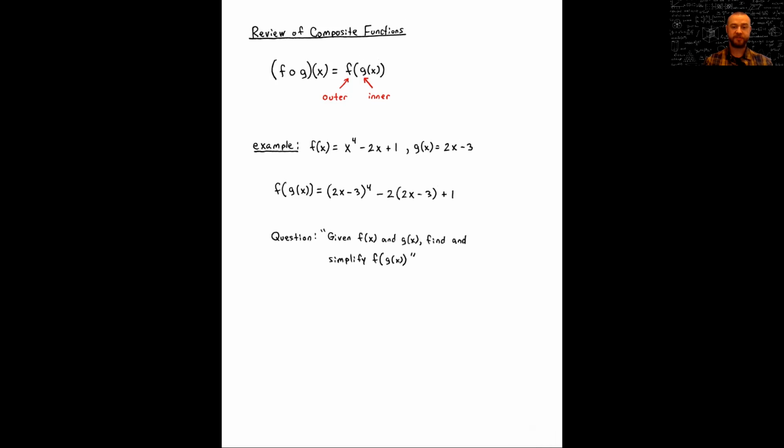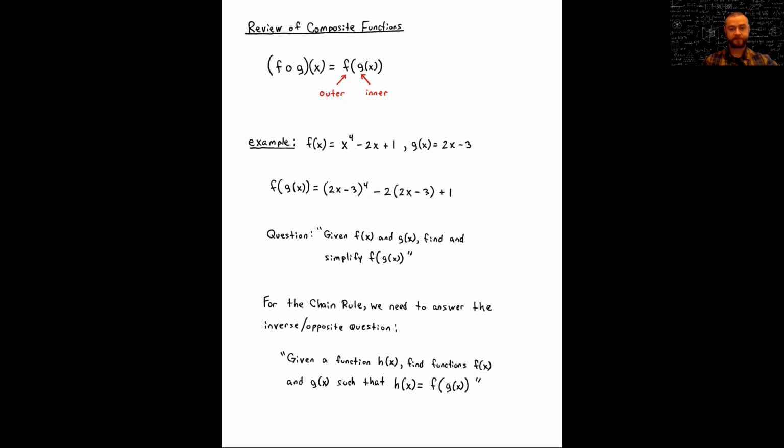Given the two functions, f and g of x, find and simplify the composite function, f of g of x. Now this question or example, that's kind of the simplest sort of question you would be asked in your pre-calculus course. It's very computationally challenging. Usually for pre-calc students, the algebra skills need to be built up a little bit. And you can see there expanding 2x minus 3 to the fourth power would take a while.